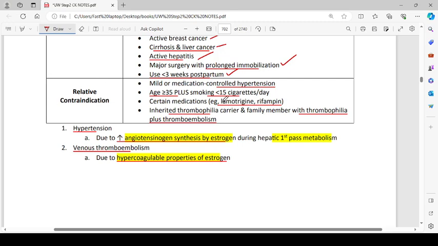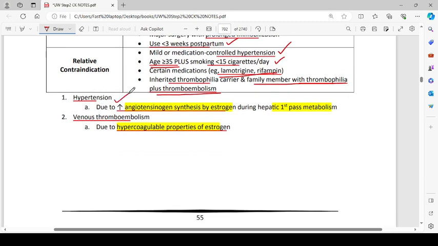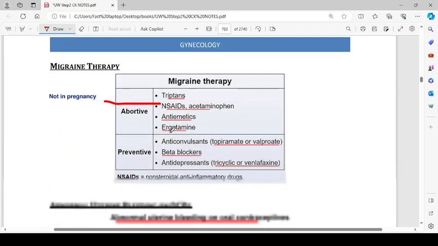The relative contraindications are mild or medication controlled hypertension, age more than or equal to 35 plus smoking less than 15 cigarettes per day, certain medications like lamotrigine and rifampin, inherited thrombophilia carrier, and family member with thrombophilia plus thromboembolism. Hypertension is due to increased angiotensin synthesis by estrogen during hepatic first pass metabolism, and venous thromboembolism is due to hypercoagulable properties of estrogen.